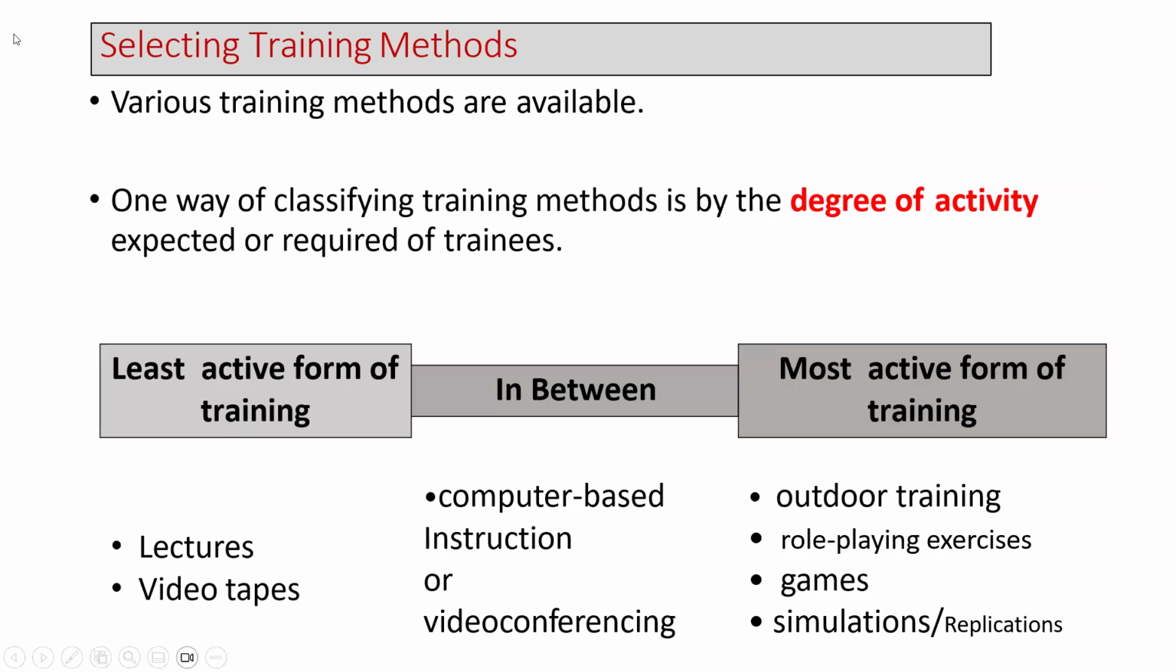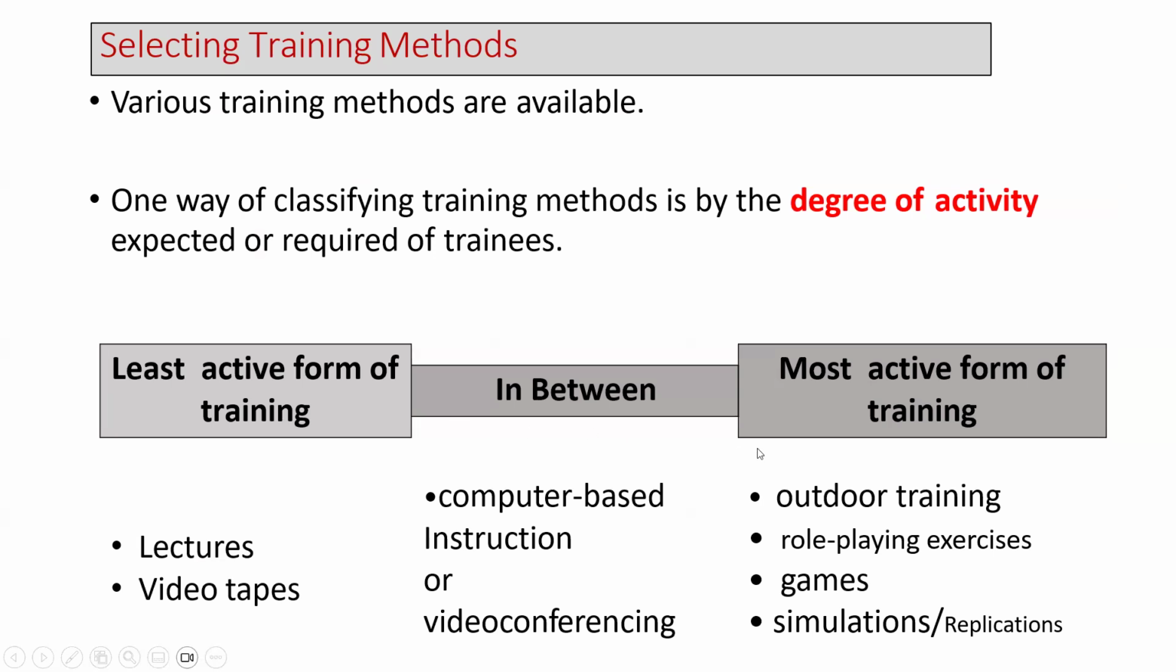Now, the next step is selecting training methods. Basically, you can select which method to use in your HRD program. In order to do that, you must know first what the methods available are. What are the methods available? You must know this. Simply, various training methods are available.